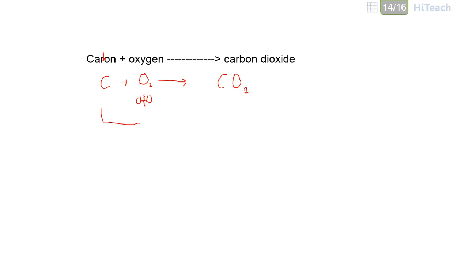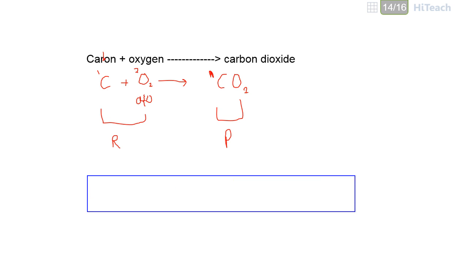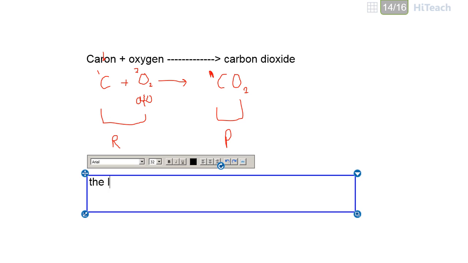So these are the reactants, and these are the products. And as you see, I used only 1 carbon in the reactant. I found in the product 1 carbon. I used 2 oxygen atoms in the reactant, I found also 2 oxygen atoms in the product. So here the law of conservation of mass is very important. You have to know the law of conservation of mass.